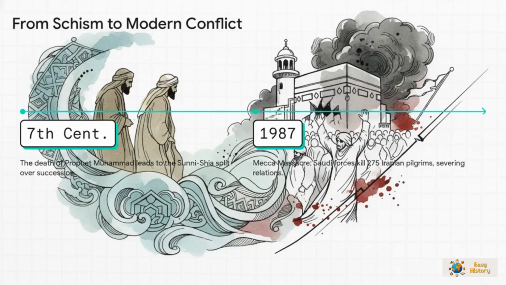And this is where those ancient religious tensions just explode into modern deadly violence. In 1987, during the Hajj pilgrimage in Mecca, Saudi forces cracked down on a large protest by Iranian pilgrims. Over 400 people died, 275 of them Iranians. The reaction in Tehran was immediate. Protesters stormed the Saudi embassy. It led to a complete break in diplomatic relations. It was just a shocking moment where that ancient schism became a modern bloodbath.